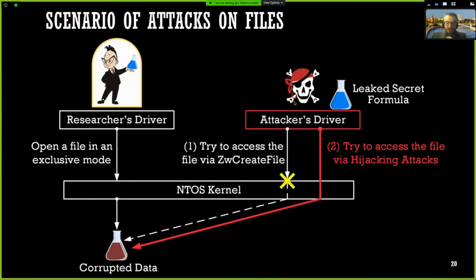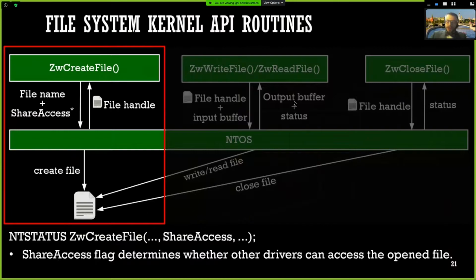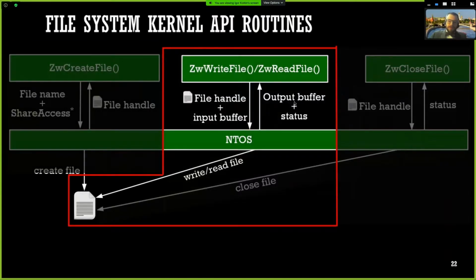Let's have a look at the details of file system routines in Windows kernel. Drivers use ZwCreateFile routine to create or open a file. Setting share access to 0 gives an exclusive access to the open file. ZwWriteFile and ZwReadFile routines are used to write data to the file and read it. Let's have a look at what happens after the driver calls these routines.